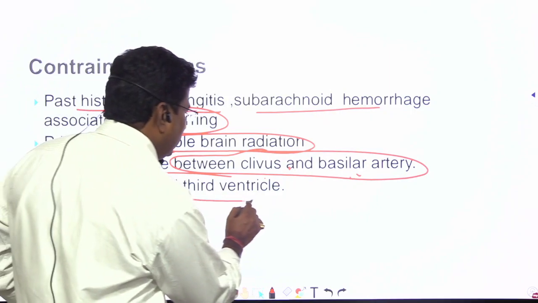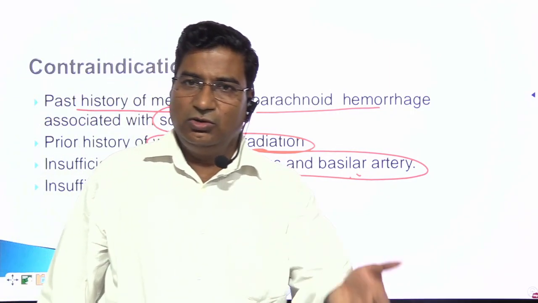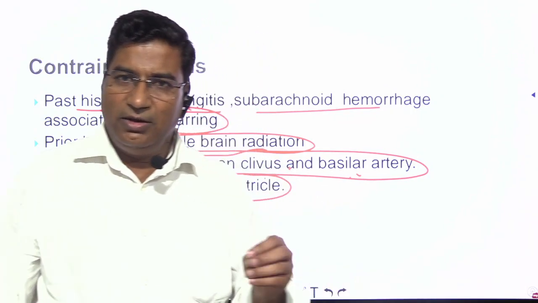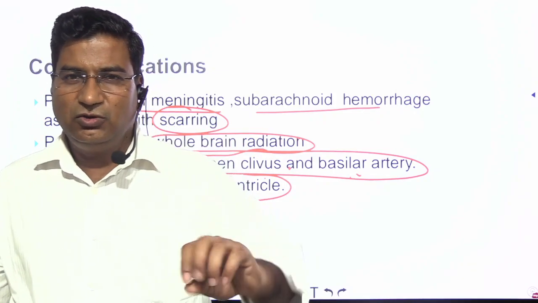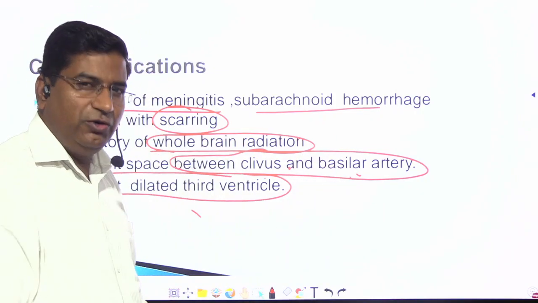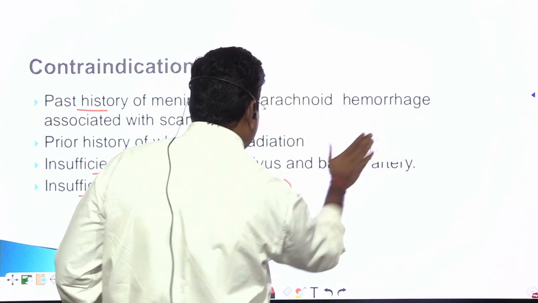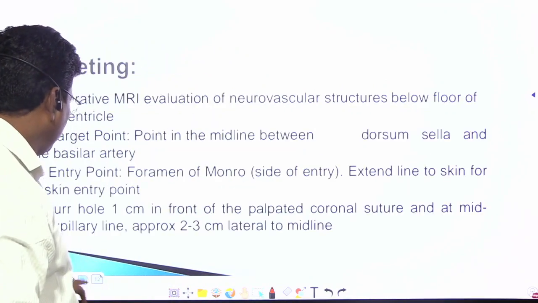Insufficiently dilated third ventricle. If the third ventricle is not dilated, you are not able to negotiate and observe the floor of the third ventricle, or you put the scope in by force and damage the neural structures. So these are the contraindications for endoscopic third ventriculostomy.